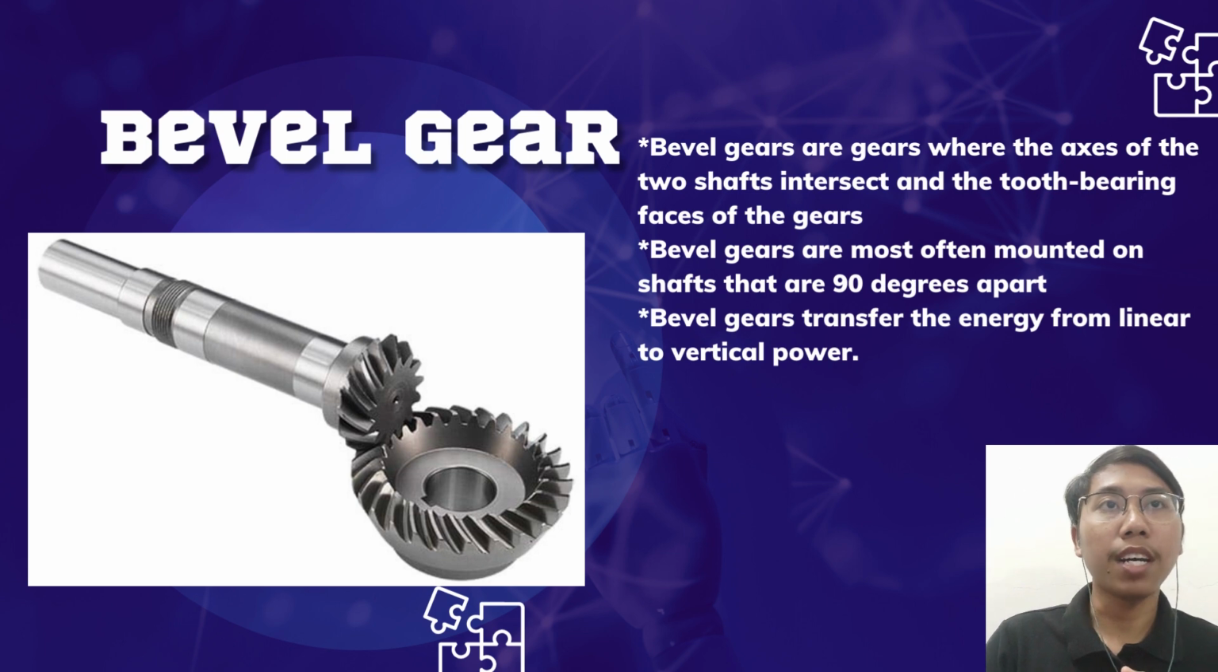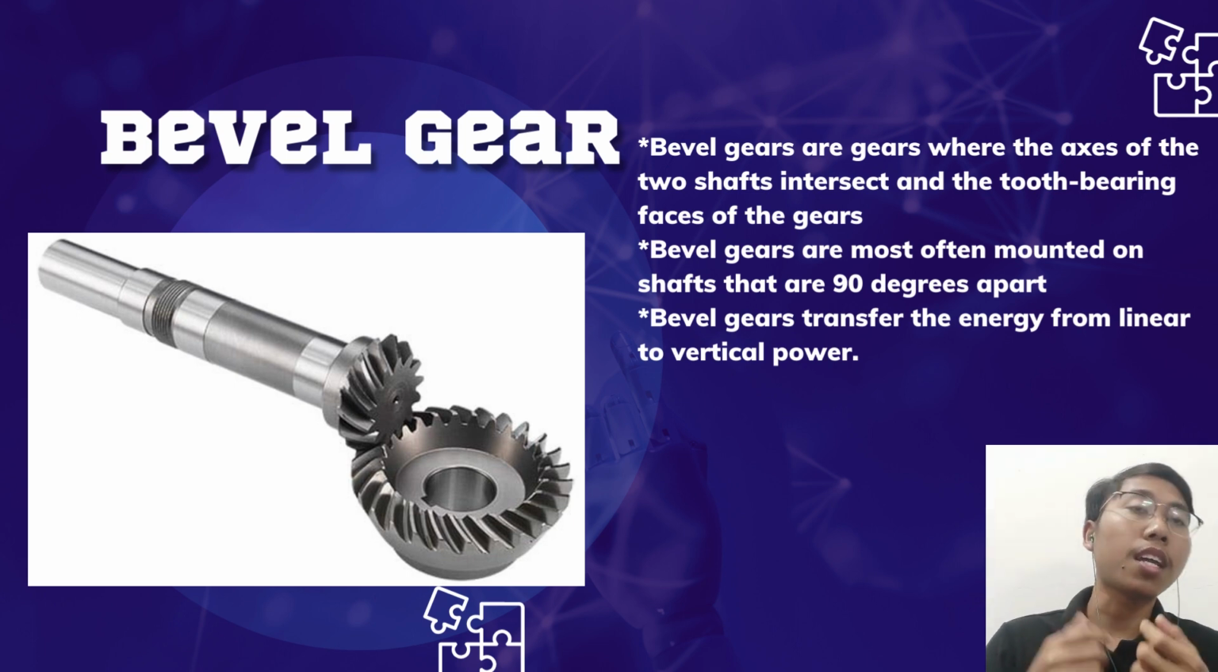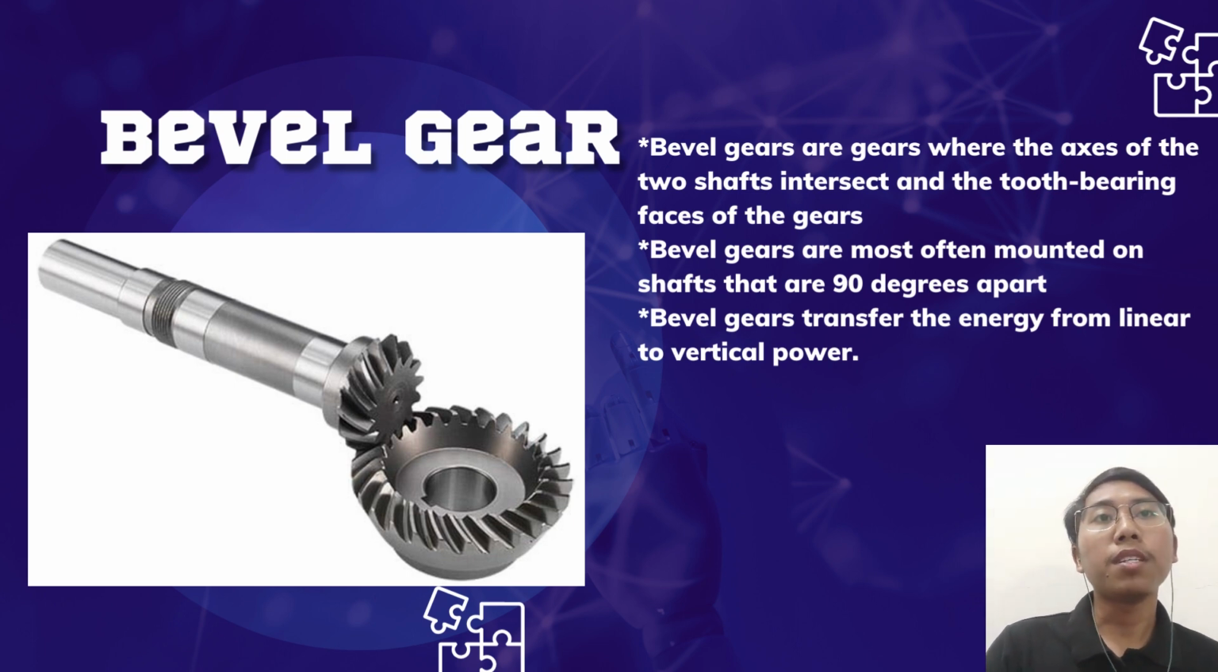Basically, bevel gears are gears where the axes have two shafts that interact together, and two bearings face the gear. They are often mounted 90 degrees apart, but can be designed to work at other angles as well. The pitch surface of a bevel gear is a cone, which is known as a pitch cone. Bevel gears function to transfer energy from linear to vertical power. In the car, it is the differential gear. So I took a bevel gear to draw it.